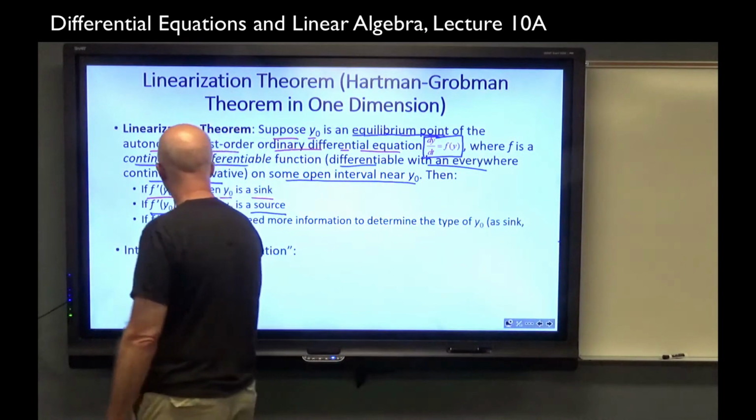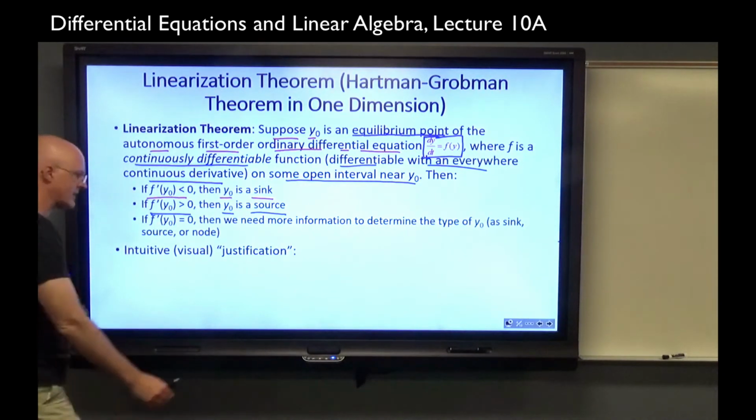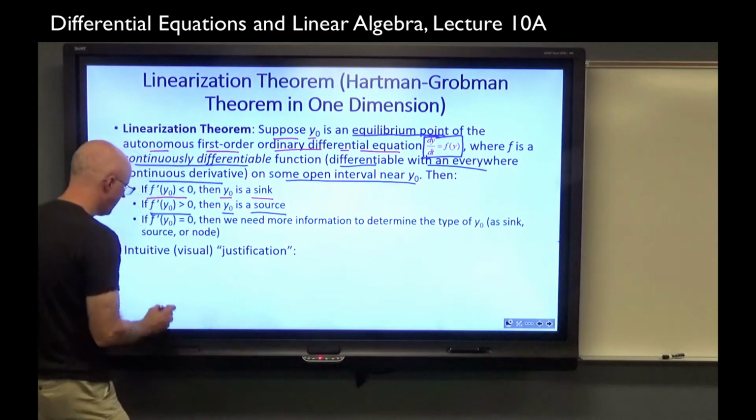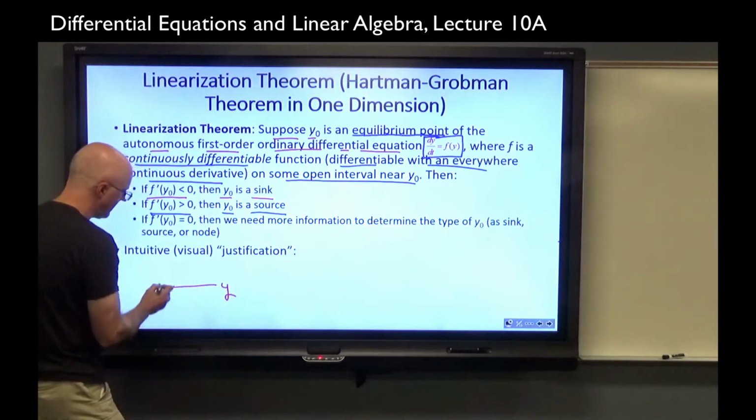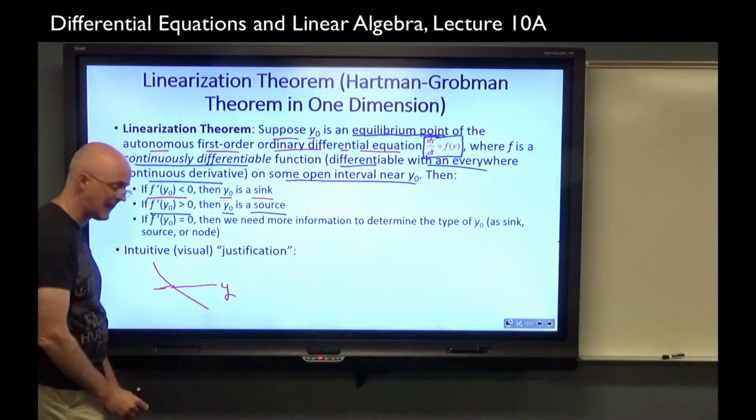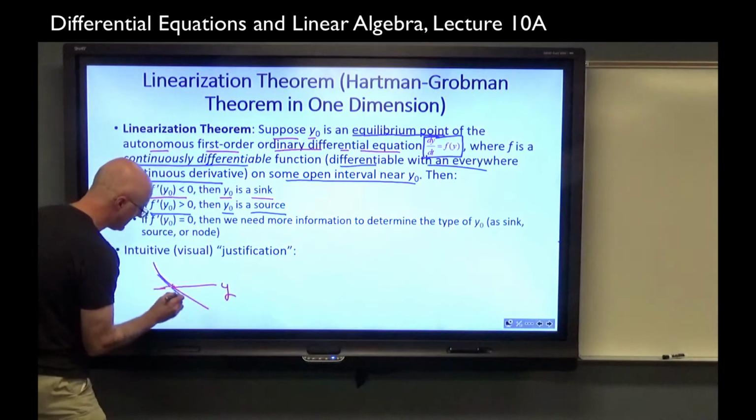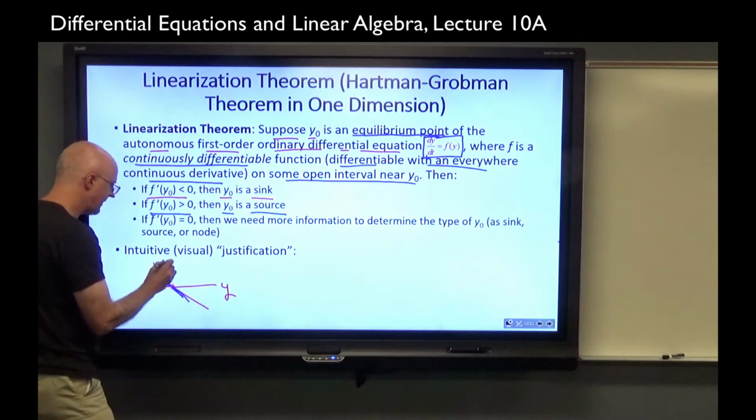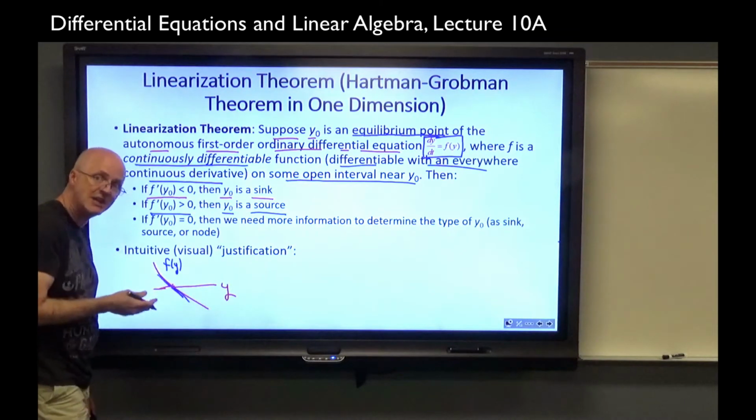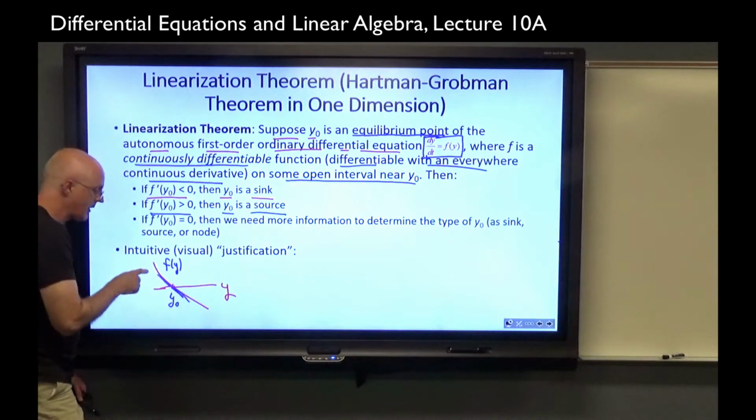I'm not going to prove this theorem. That's beyond the scope of this course, but we can certainly give an intuitive or visual justification. In fact, I've already done it essentially. When you're graphing the right-hand side function as a function of y, when the graph crosses the horizontal axis with a negative slope, so the tangent line has a negative slope, that means the function f of y is changing in sign at that equilibrium point, where it's 0, from positive to negative.